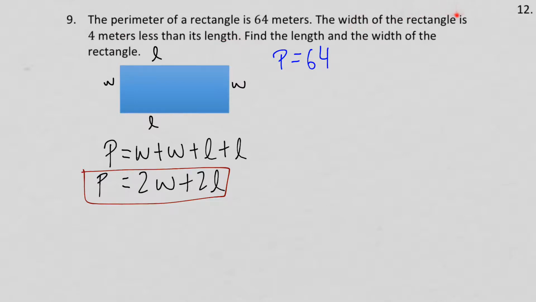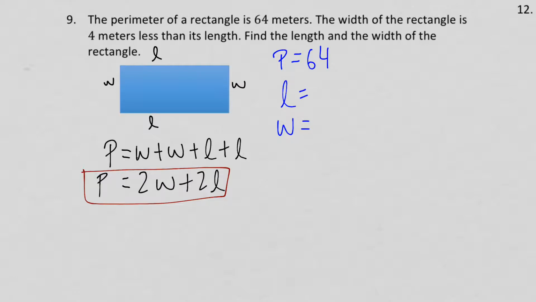Then it says that the width of the rectangle is 4 meters less than its length. Notice how it's comparing width to length. We practice doing this when we're trying to figure out what the variables are. Which one is mentioned first? Width, right? The one that is mentioned last is length. So what you need to do is set up L and W and figure out which one is going to be the variable, which one is going to be the X.